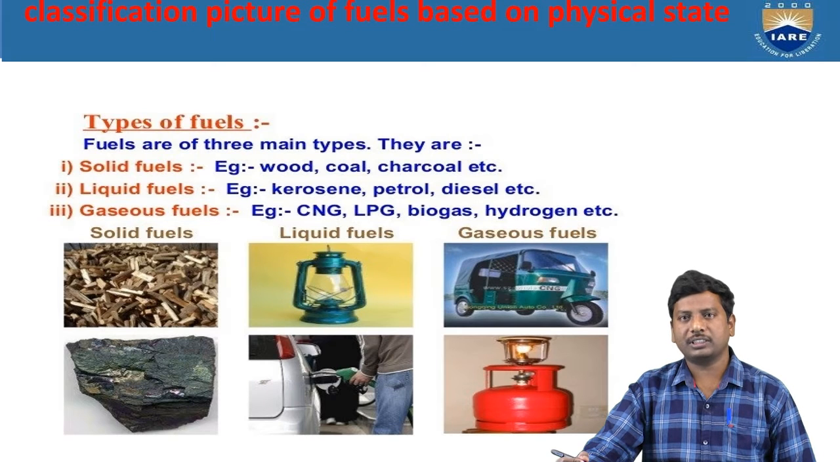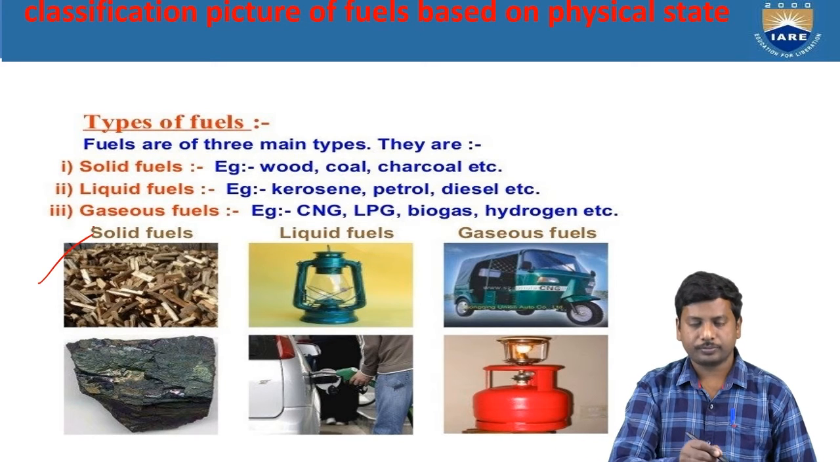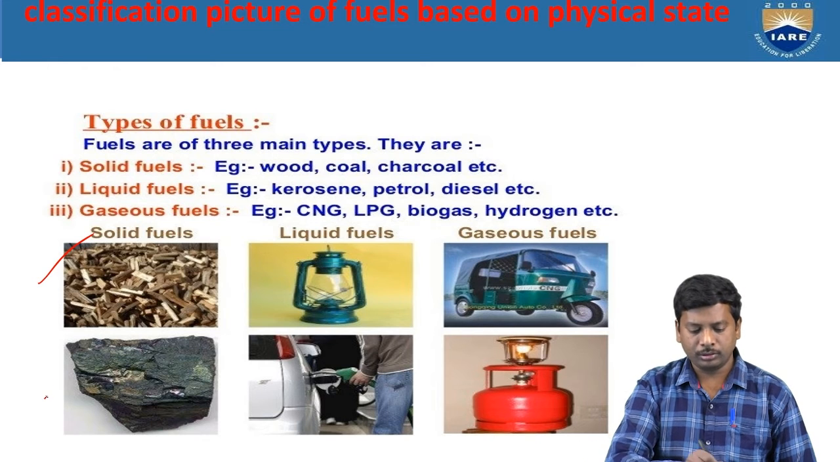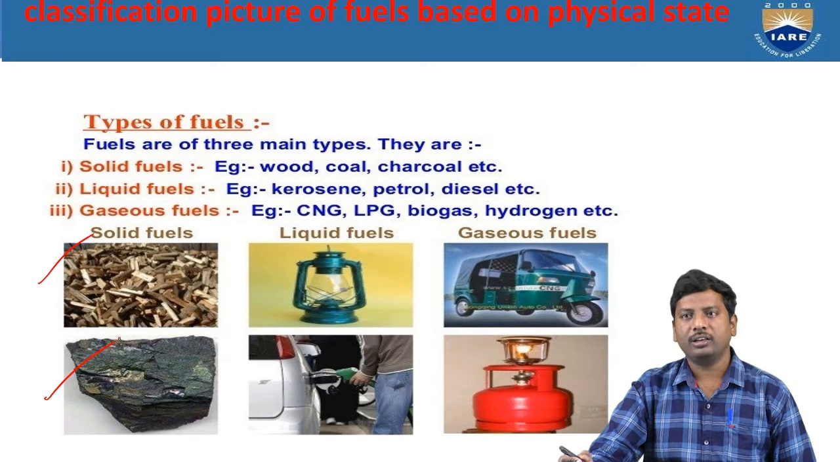So now we see a diagram of the types of fuels based on the physical state. These are mainly classified into three types: solid fuels, liquid fuels and gaseous fuels. In solid fuels, you see in the diagram pieces of wood, and we obtain coal from the coal mines, from the coal stone. These are examples of solid fuels. And this coal stone is ground into uniform-size particles, which is charcoal.